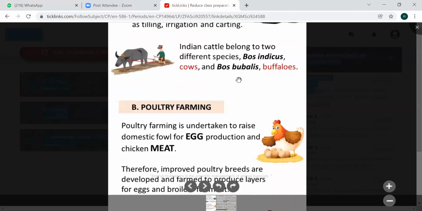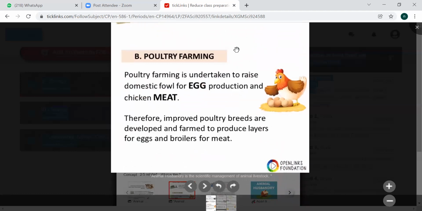Yes, ma'am. Good. Now, Mahvin, you have to read this. What are we doing here in poultry farming? Poultry farming is undertaken to raise domestic fowl for egg production and chicken meat. Therefore, improved poultry breeds are developed and farmed to produce layers for eggs and broilers for meat.